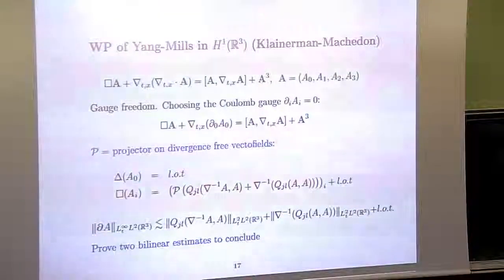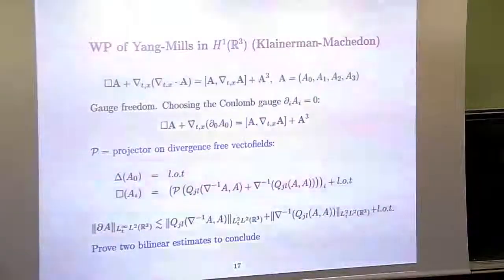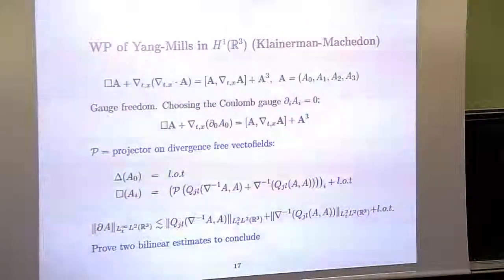Okay, so now what do you want to do next? Well, you want to control the connection in H1. That corresponds to just running the energy estimate without even commuting the derivatives. So I run the energy estimate for the wave equation. The energy estimate controls the first order derivative of my connection in L infinity in time, L2. That's the energy estimate. And on the right-hand side, I have to estimate the L2 norm in spacetime of my right-hand side. So let me drop the lower order terms, and I get the L2 norm in spacetime of my two null terms.